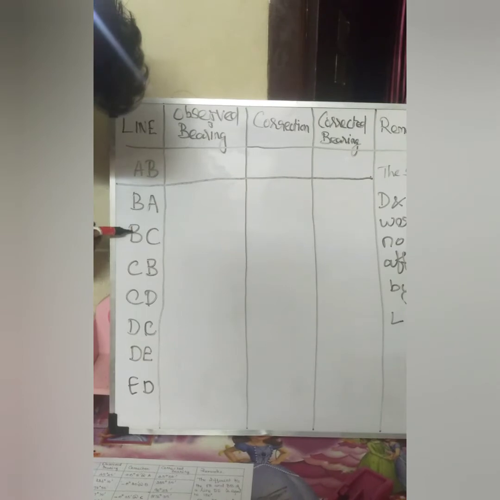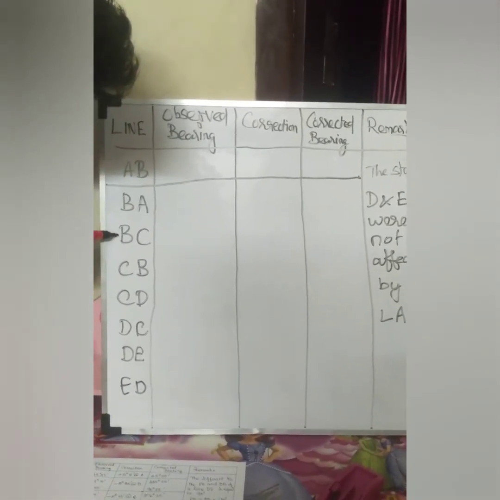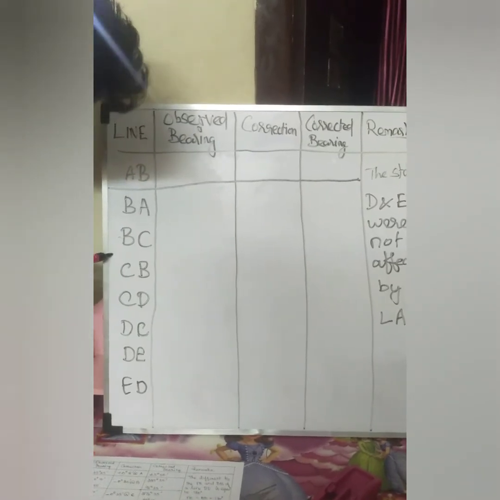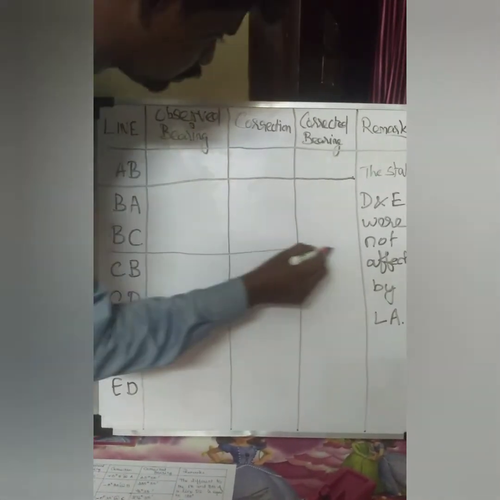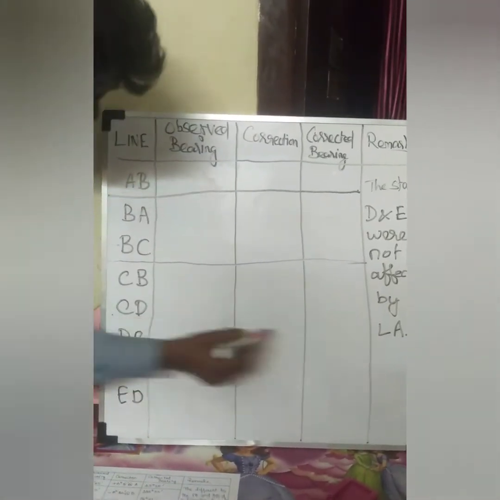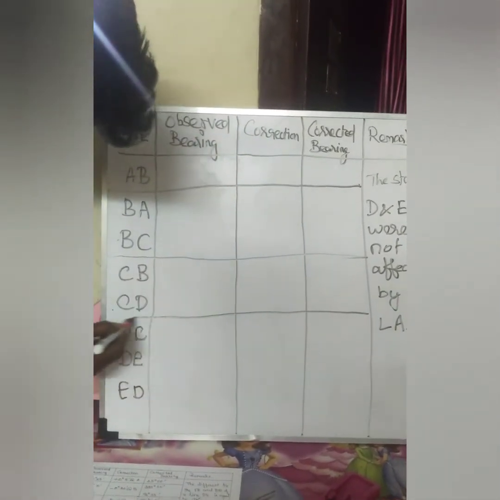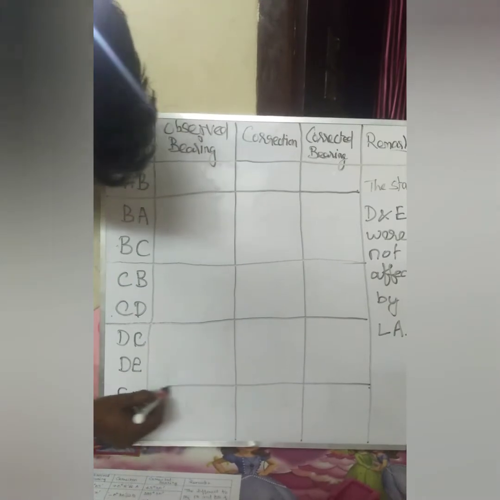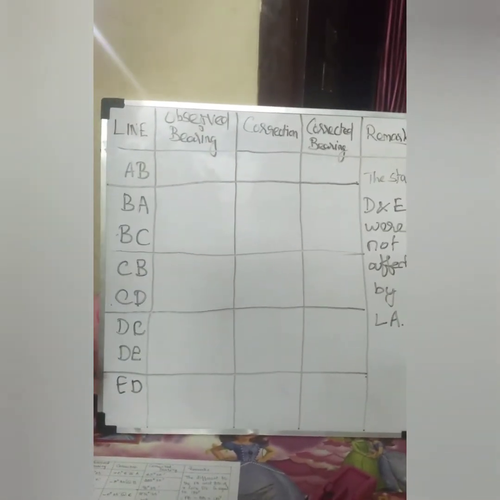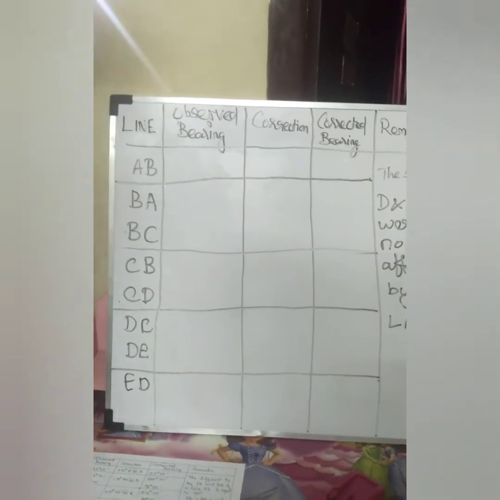Then from station B towards A, the back bearing of AB is observed from station B only. Forebearing is also taken at this station, so at station B, two observations are made. Like that, at station C, here also two observations are made. D is also the same. Last one, from station E, only the back bearing is taken. So write the given observed bearings here.